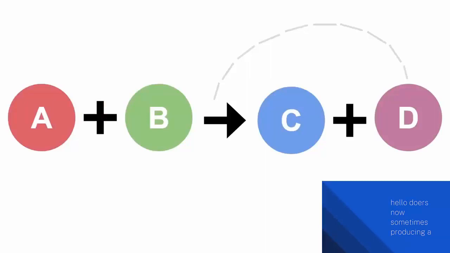Hello doers. Now, sometimes producing a product leads to the creation of other products as part of the manufacturing process. These are byproducts, and they can be sold, they can be recycled, or they could also be considered waste. Now, in any case, byproducts will share part of the main product's cost of production.